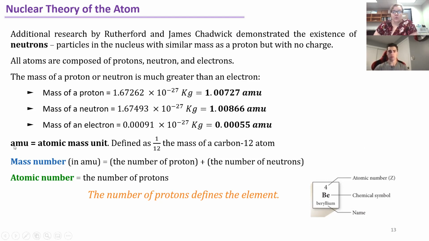So we always define these as atomic mass units, which is just the unit defined by carbon. So the mass is going to be the number of protons plus the number of neutrons, because the mass of the electrons is negligible. And then the atomic number is the number of protons. So on a periodic table, you'll be able to find an element with the chemical symbol, the full name, the atomic number, and often the mass.